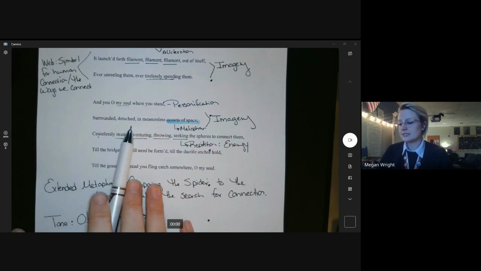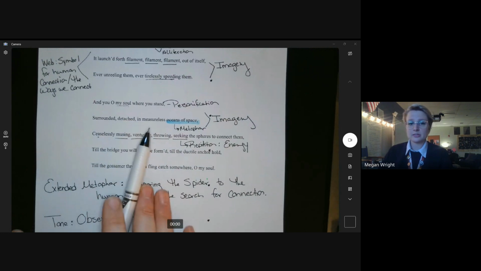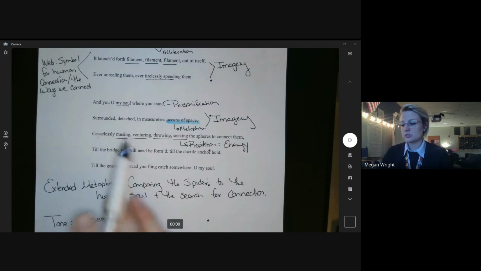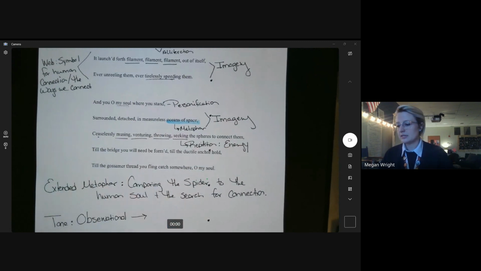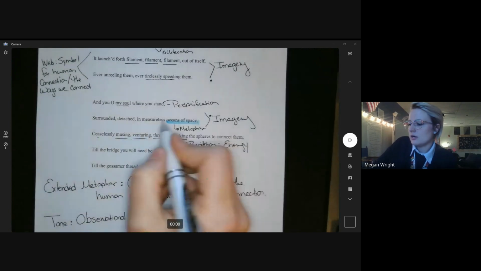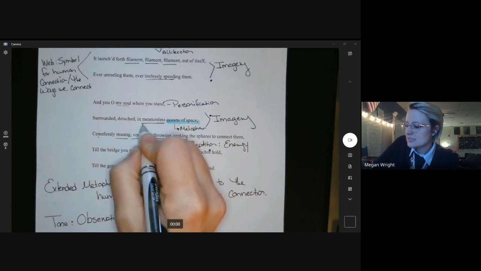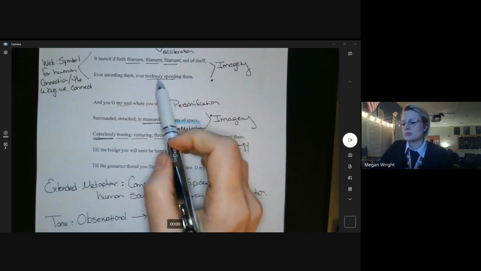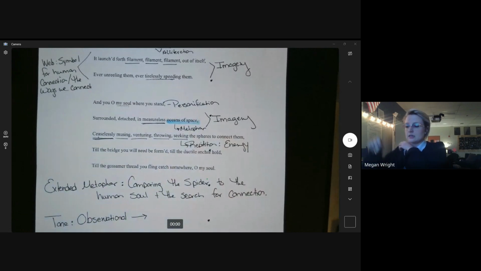And these are the things that our speaker notices about their soul, that they're surrounded and detached in this measureless ocean of space. And we see this repetition of the less sound here, measureless, ceaselessly. We could see that again in the upper stanza where we talk about tirelessly speeding them.